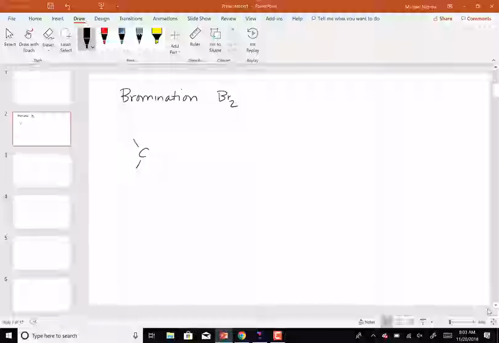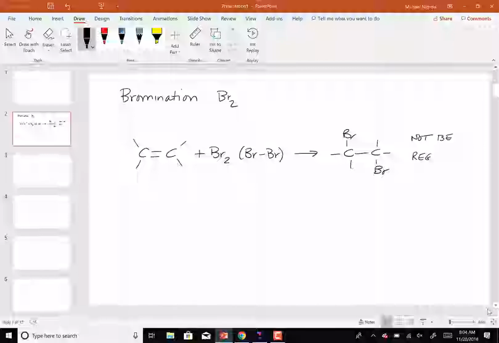So if I take my double bond and I add Br2 to it, that's adding 2 Brs. So I'm going to end up adding a Br to one carbon and a Br to the second carbon. So our first question is, for bromination, what am I adding? 2 Brs. Okay. Now, because I'm adding 2 Brs, this reaction cannot be regio selective.